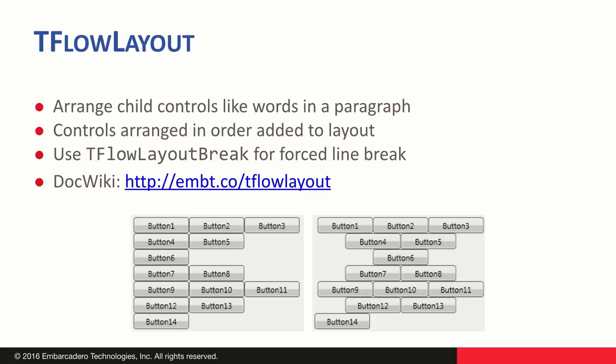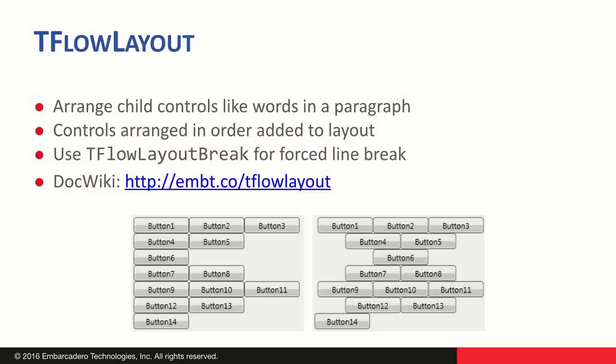You can use the TFlowLayoutBreak in there in order to force a break. So if you look there at the image on the left, you see after button 5, there's an empty space where another button could be. There's a TFlowLayoutBreak there, which causes it to go on the next line. So it's like a forced carriage return in a paragraph, if you will.